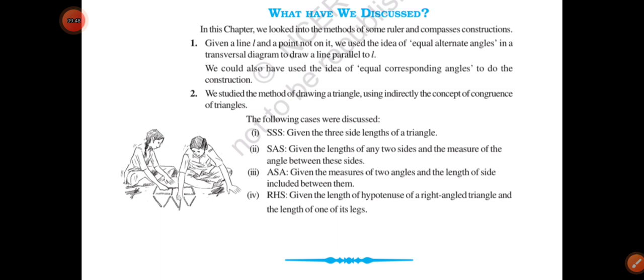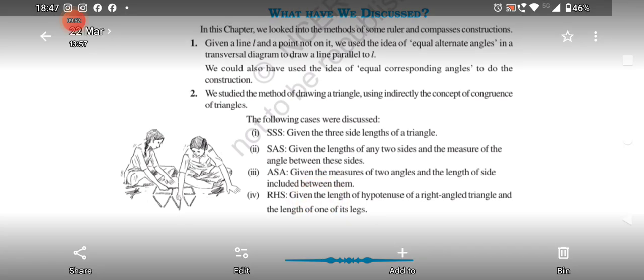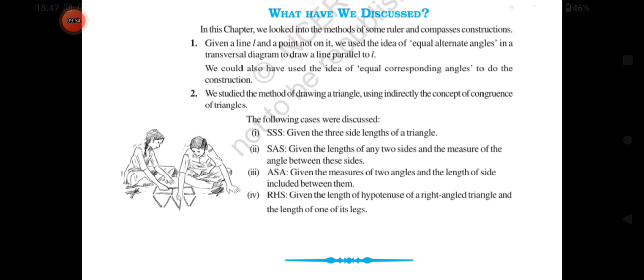What have we discussed? In this chapter, we looked into the methods of some ruler and compasses constructions. 1. Given a line L and a point not on it, we use the idea of equilateral triangles in a transversal diagram to draw a line parallel to L. We could also have used the idea of equal corresponding angles to draw the construction.